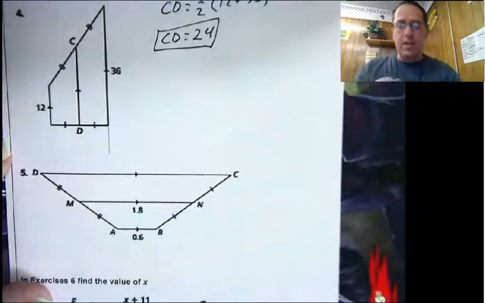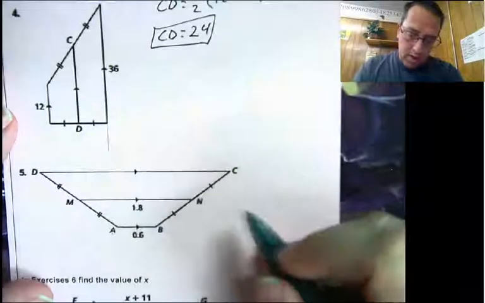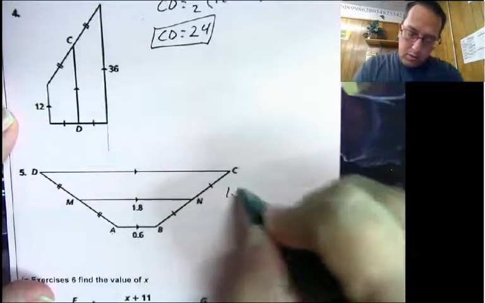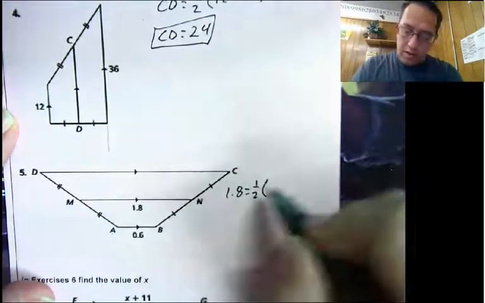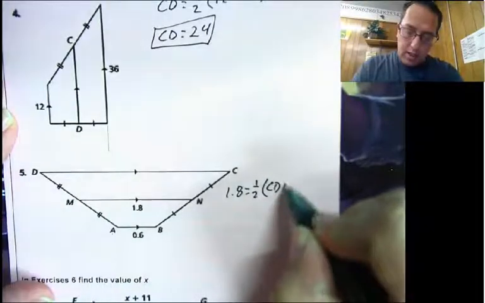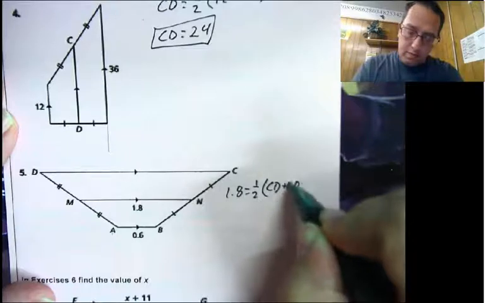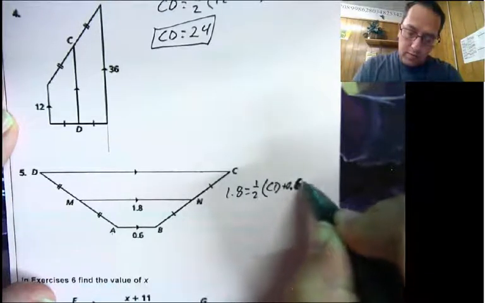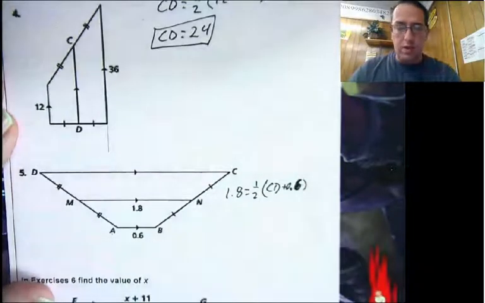Number 5, this time they did not give us the length of the bases, they gave us the length of the midsegment, and we need to find the length of one of the bases. So that makes it slightly more complicated, but not much. So what we have, the length of the midsegment, 1.8, equals 1/2 the length of the two bases, so that would be CD plus 0.6. So we add the two bases, multiply by 1/2, and that gives us 1.8.